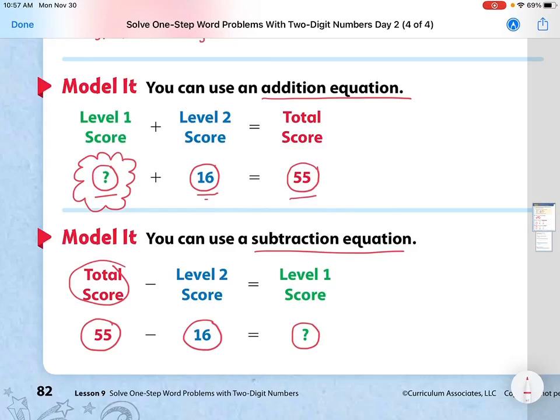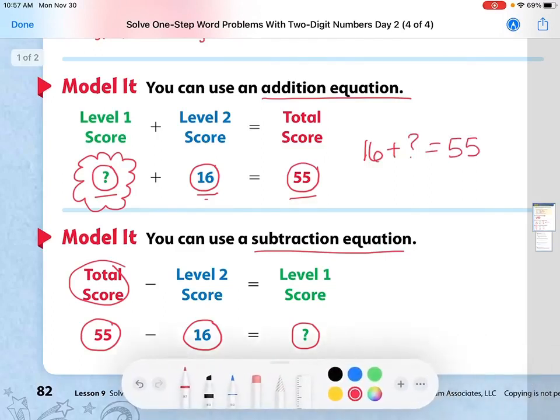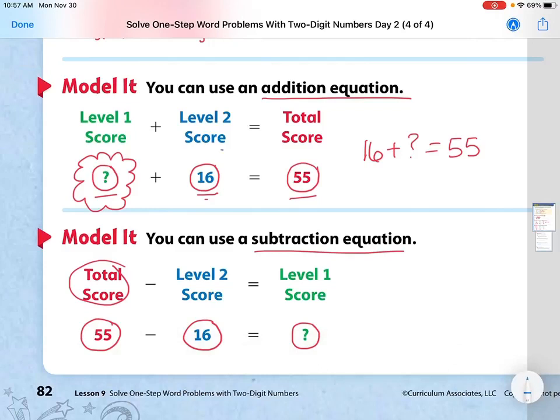And I think that you all told me I could just turn it into 16 plus my question mark equals 55. And if that's what you were thinking, you are correct. We know in fact families that we can just take the two smaller parts and flip them around. Instead of question mark plus 16, I can do 16 plus question mark. And I'm still going to get the correct answer that will add up to 55. So I could definitely do that.